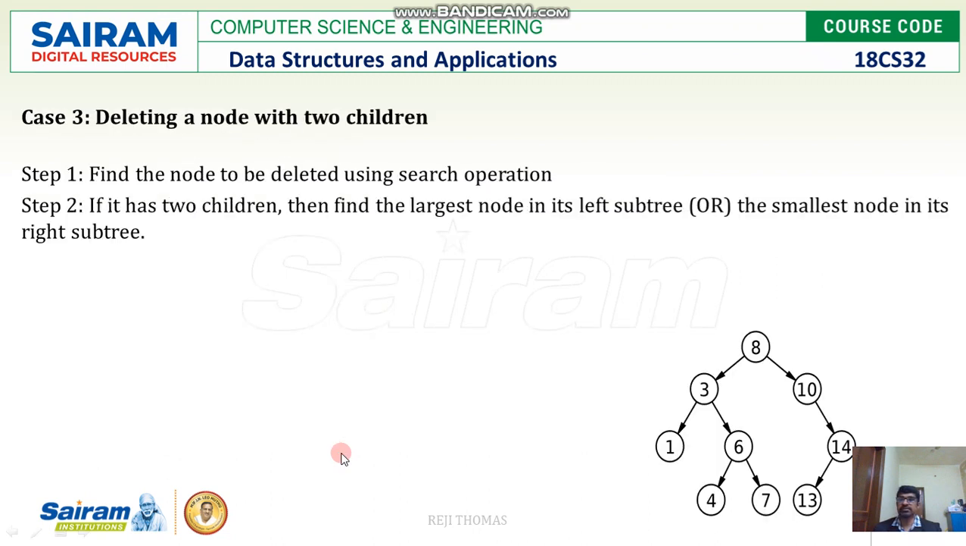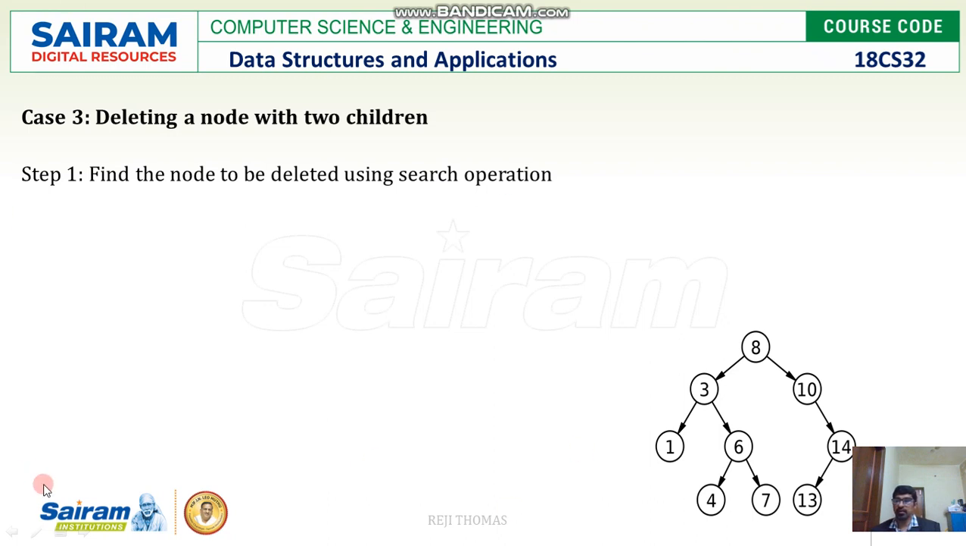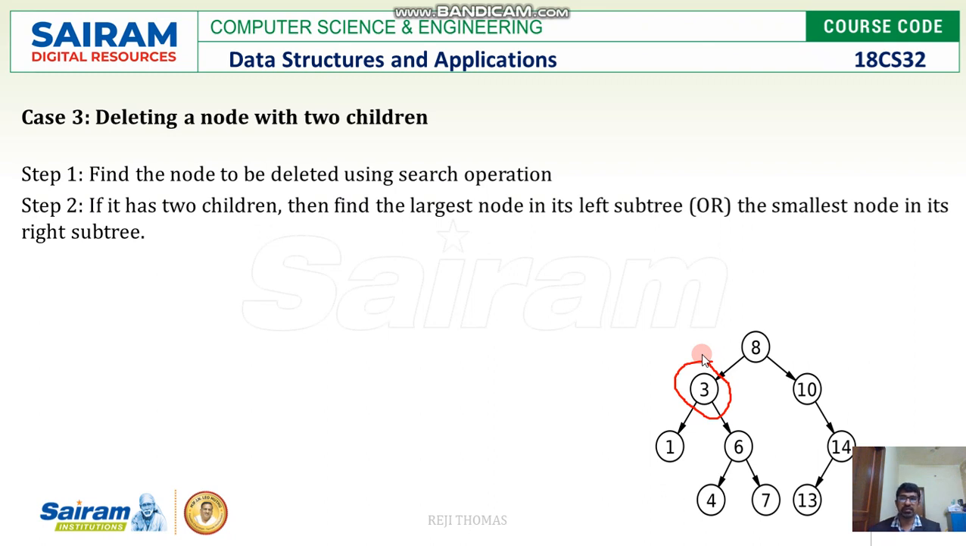Let us see the last case, deleting a node with two children. So first thing is you have to find the node to be deleted. Think that you want to delete 3. Let us take 3 has to be deleted. So how do you find this? Obviously you have to use a search operation for this. Once you have got this, if it has two children, find the largest node on its left subtree or the smallest node on its right subtree.